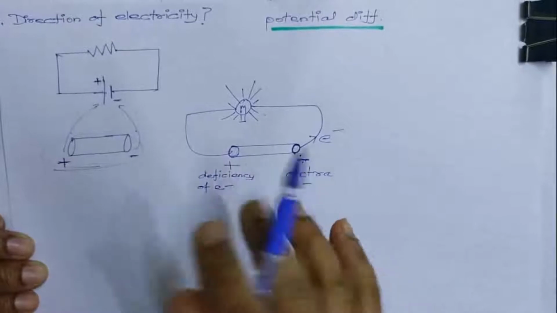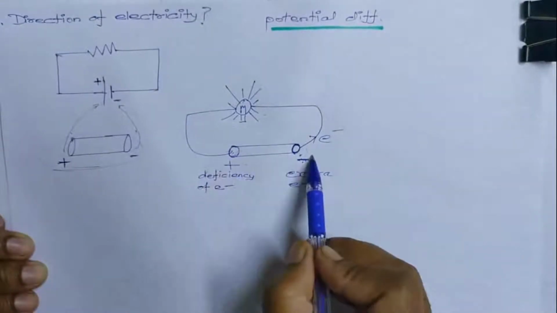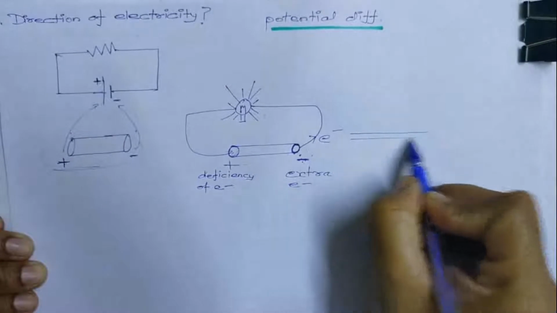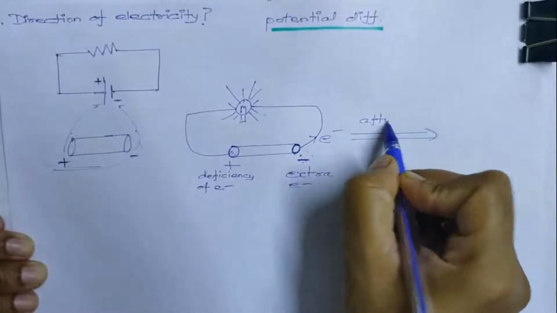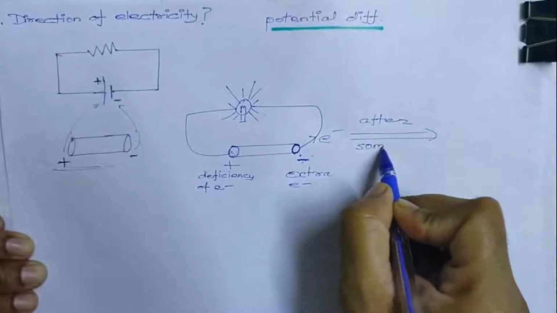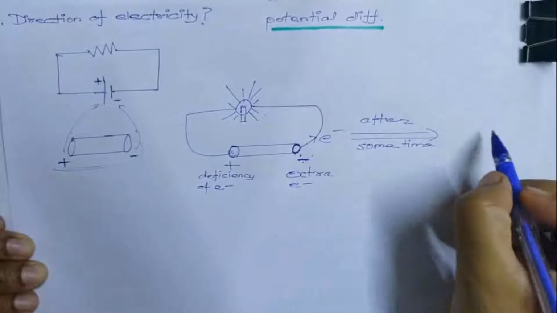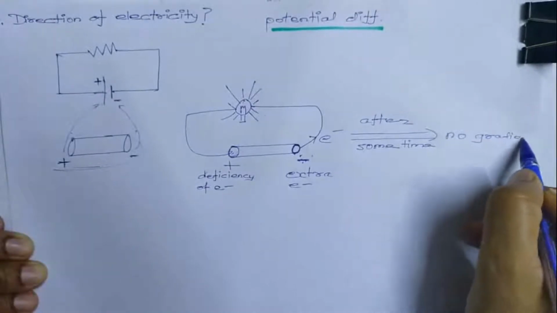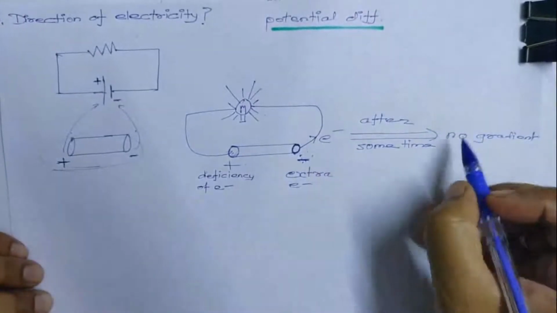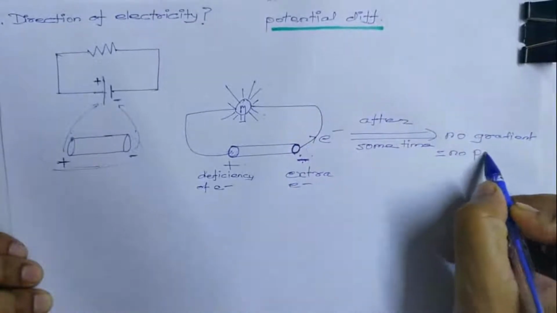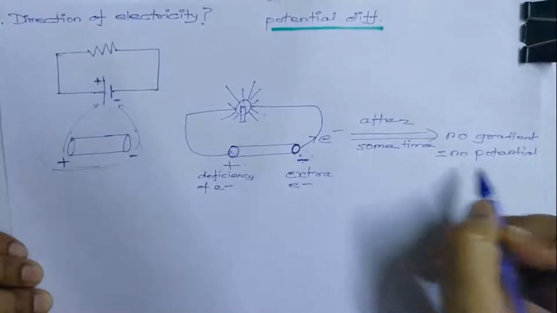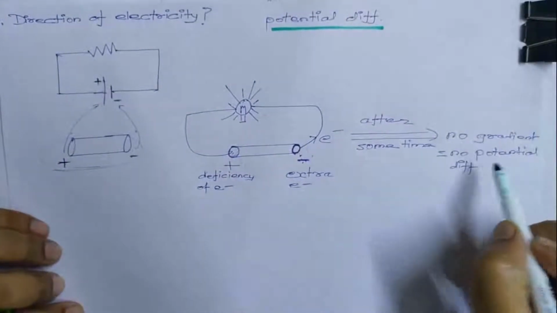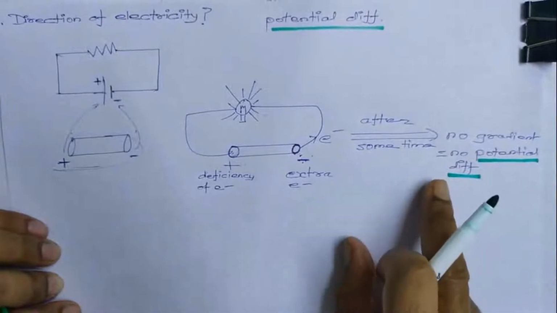And after that there will be no potential difference, or you can say no gradient. After some time, no gradient. What we mean by no gradient? No potential difference, you can say in that way. So I think we have covered it. For now we have to know only this much. What we mean by potential difference, you can say this, is between the two terminals of a battery.